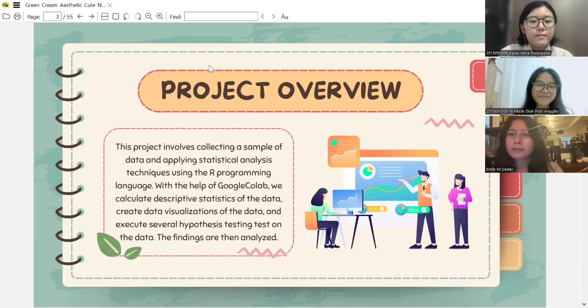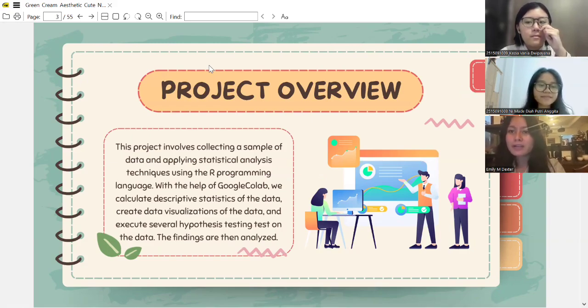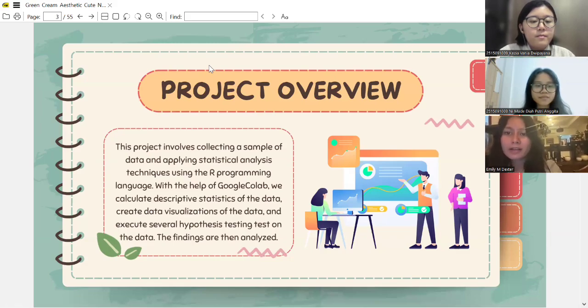Project overview. Before we start, let's go into the project overview. This project involves collecting a sample of data and applying statistical analysis techniques using the R programming language. With the help of Google Colab, we calculate descriptive statistics of the data, create data visualizations of the data, and execute several hypothesis testing tests on the data. The findings are then analyzed.